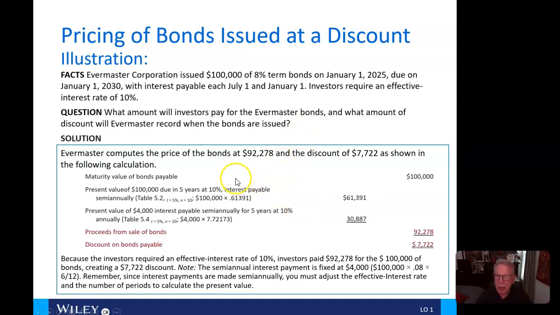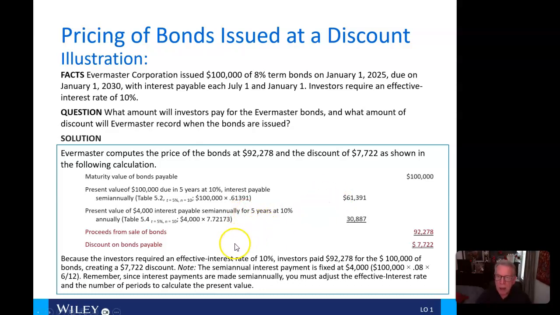So we go through that same calculation that we did earlier, and we find that the maturity value of the bonds payable is $100,000. Okay? Now the present value of $100,000 in 5 years using the effective interest of 10% here, for 10 periods, that's 5 years times 2 periods per year. And that gives us, from table 5.2, 0.61391.